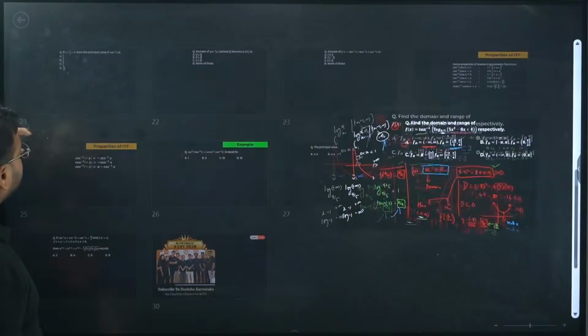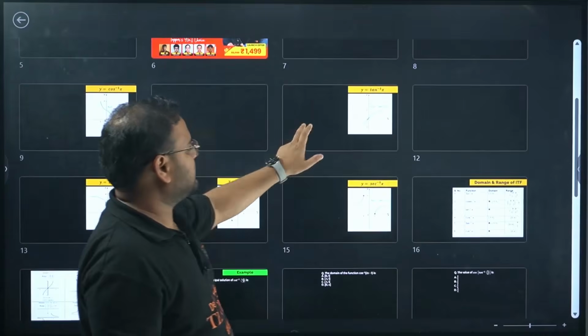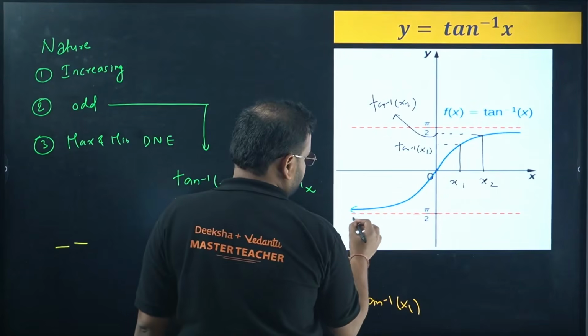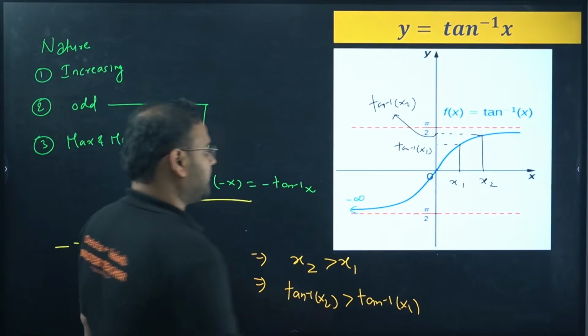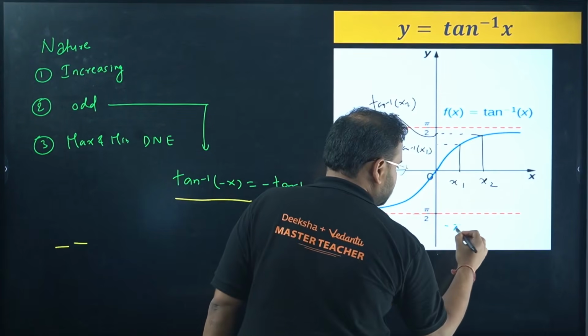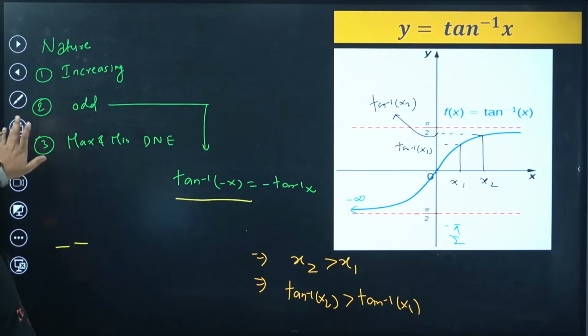I'll show you. Tan inverse of this. Where's the curve? Tan inverse here. Tan inverse of minus infinity goes to what? What is this value? Minus pi by 2. And what did I write? What did I write? Check here.